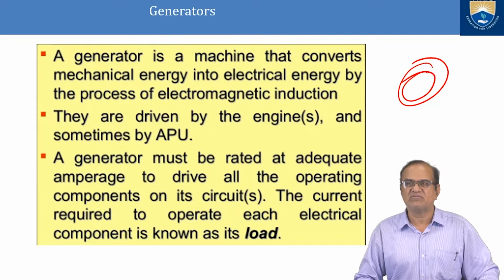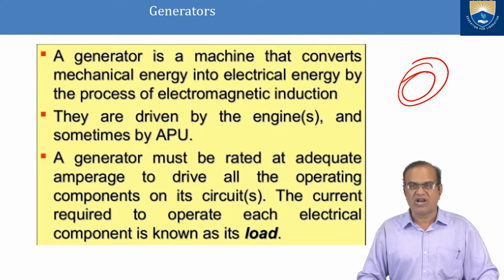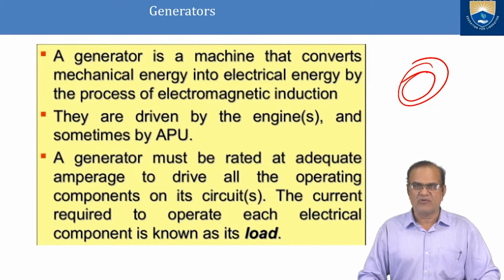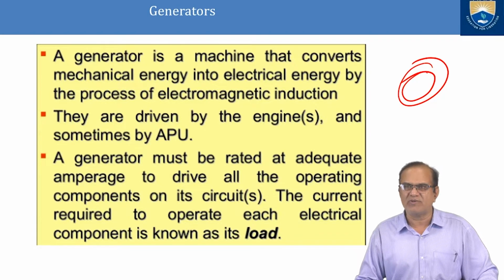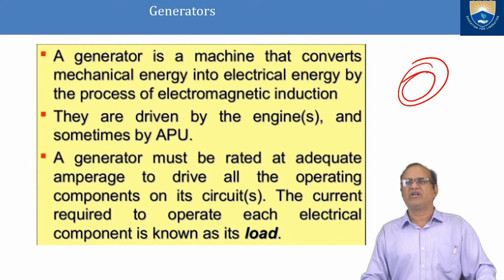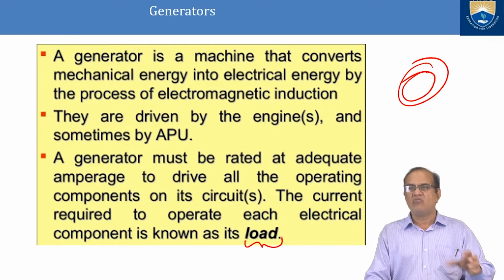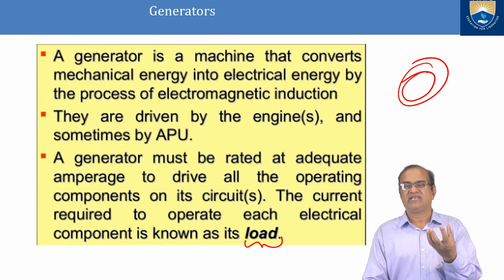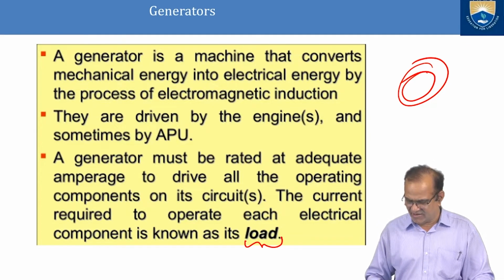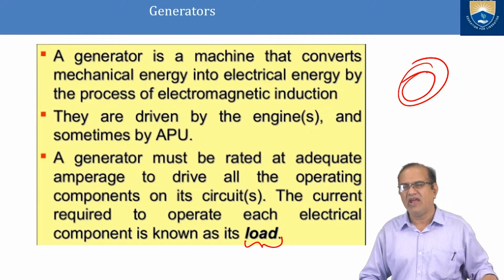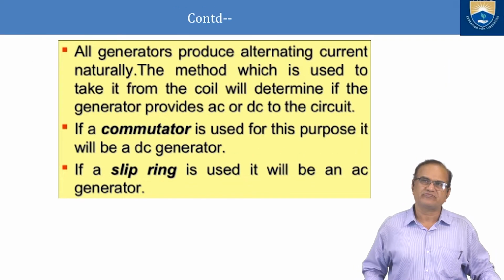A generator must be rated at adequate amperage to drive all the operating components on its circuit. The current required to operate each electrical component is known as a load. So what is the load? How much current each and every component requires to operate, and accordingly it is called how much load it is taking.